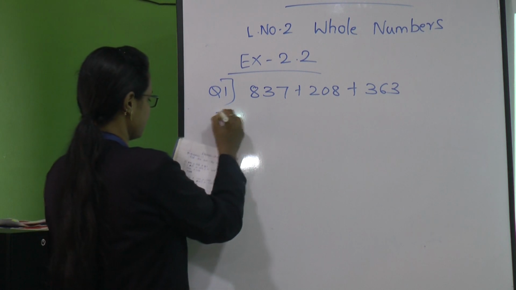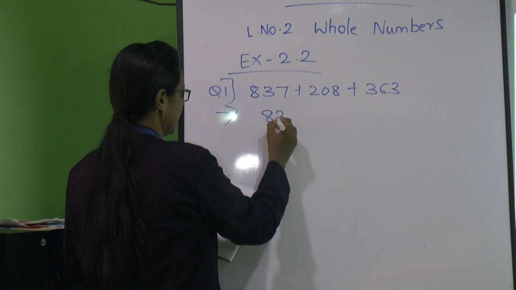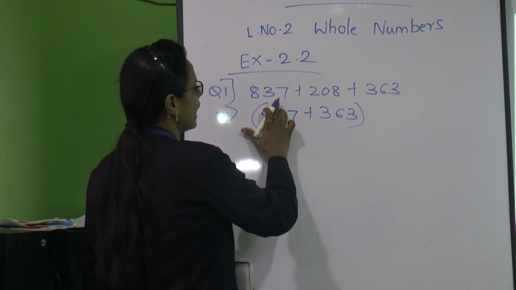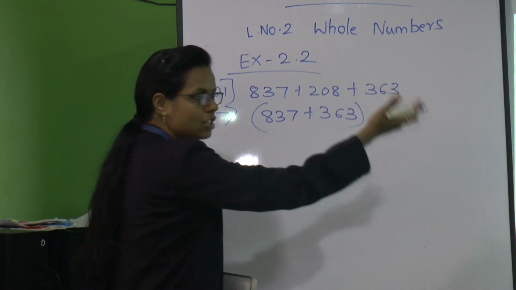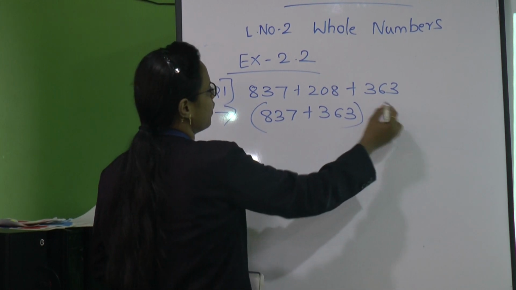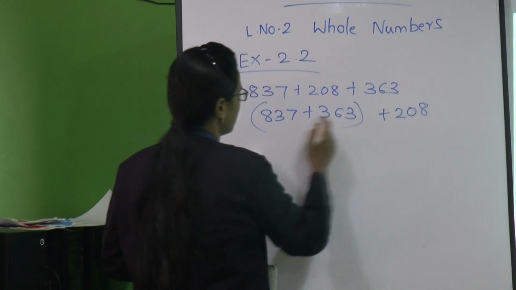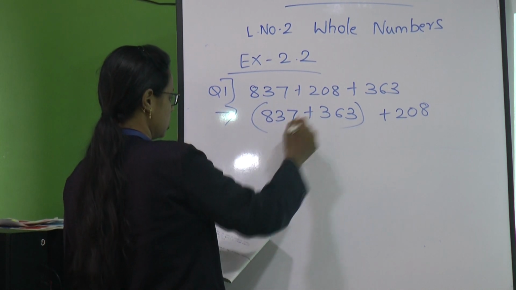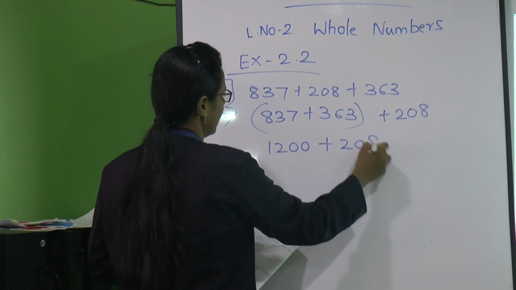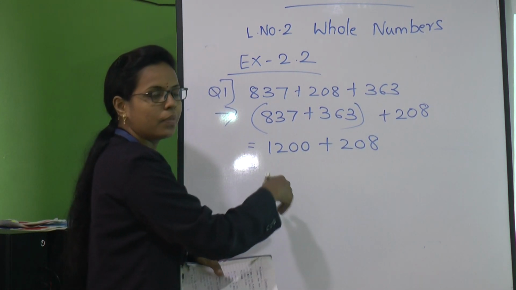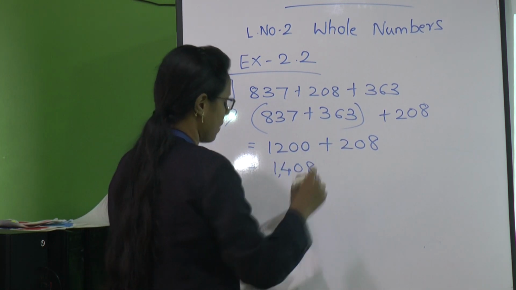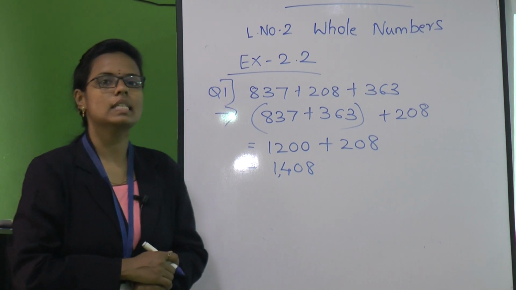Let us solve it. Now see, 837 plus 363. Okay, I have taken 363 which was the last number, I have taken here second. It becomes 837 plus 363 and remaining is 208. So what is the addition of 837 plus 363? It's 1200 and the remaining is 208. So when we add 1200 plus 208, we get 1408. Now we have done the necessary rearrangement.